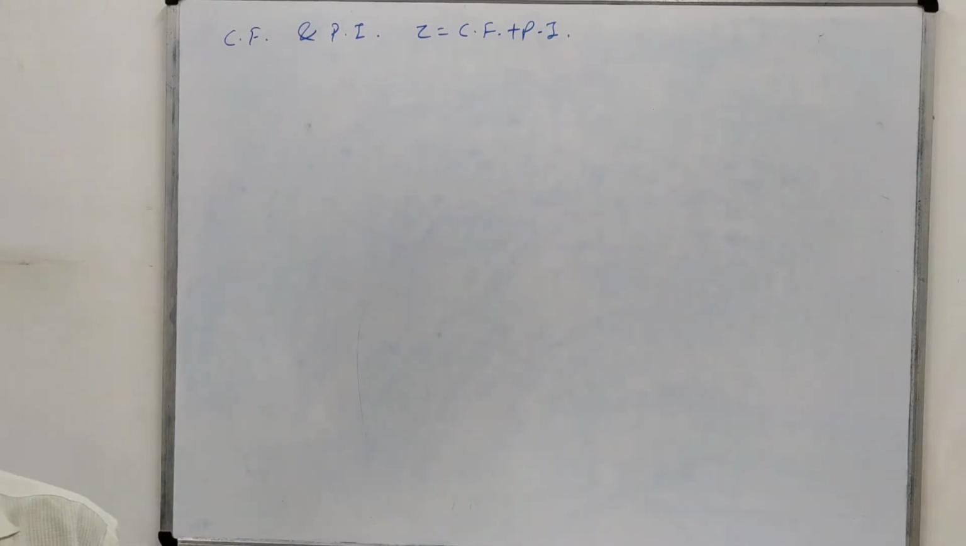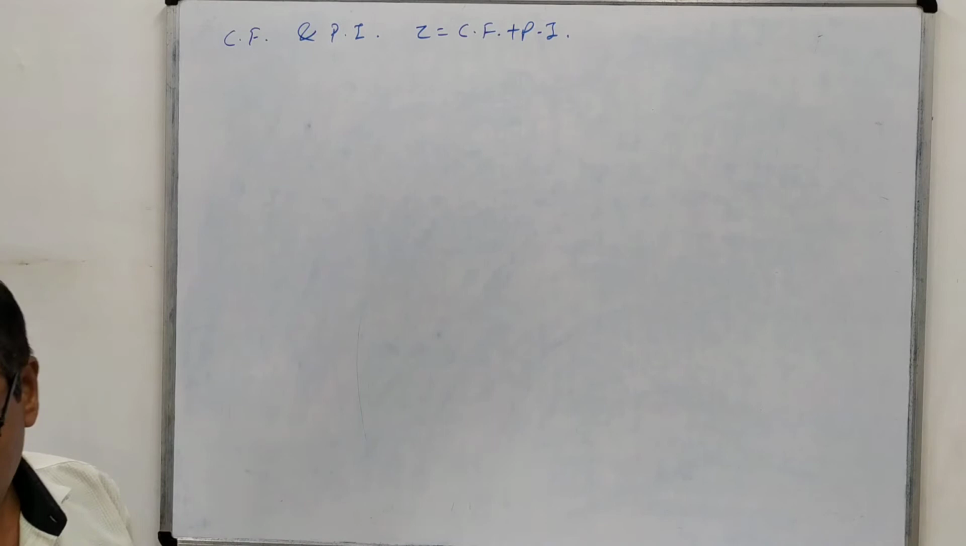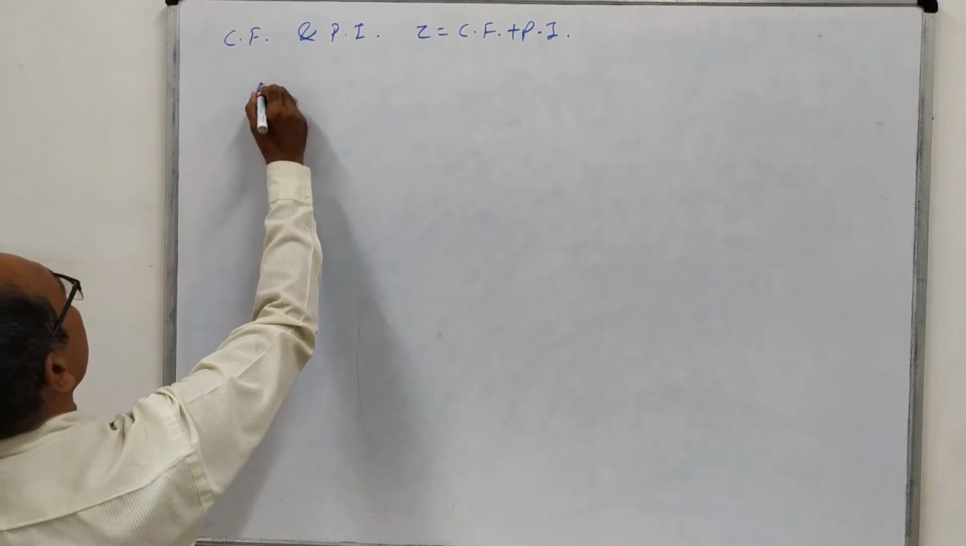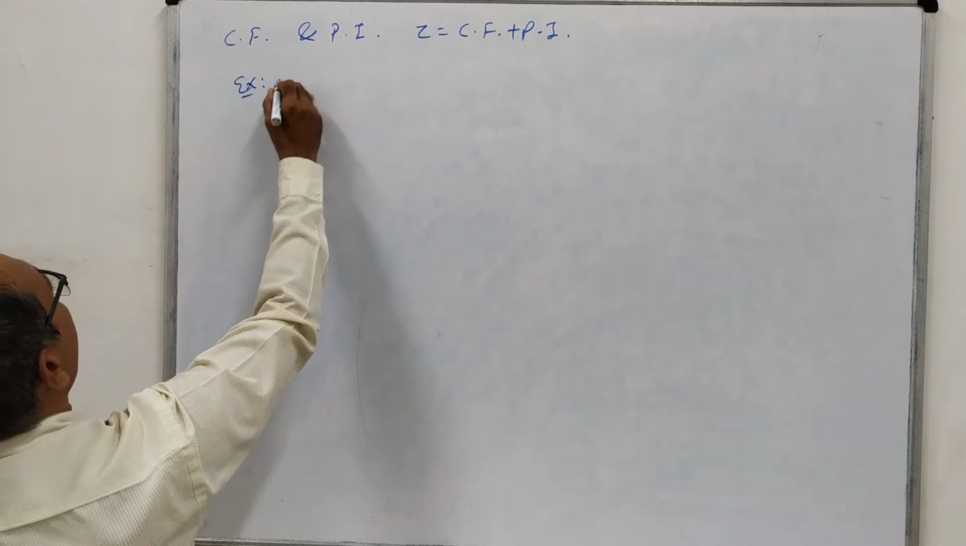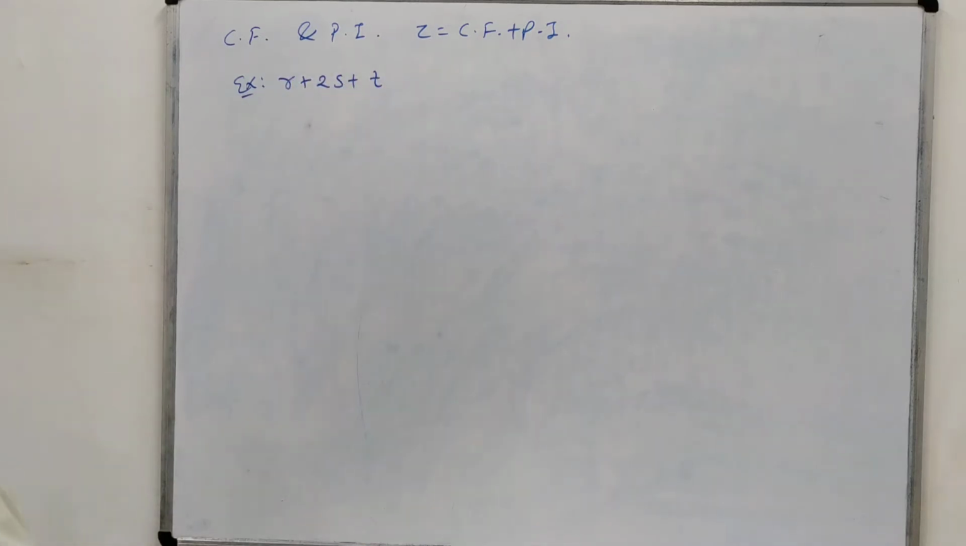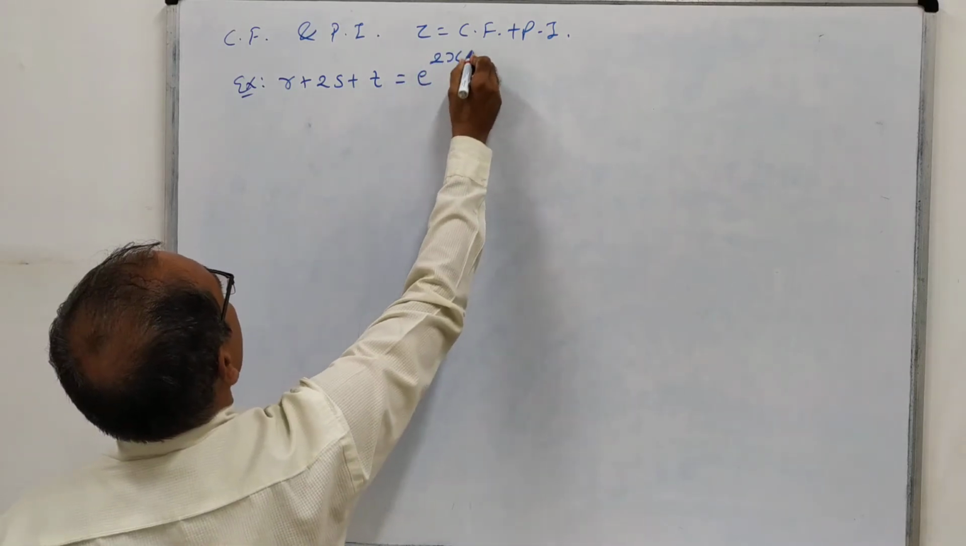Now let us see more examples based on this, because this is a very simple part and every year one example of 4 marks will come in your examination. So here it is very easy to solve the example. So let us see the example: r plus 2s plus t equal to e raised to 2x plus 3y.